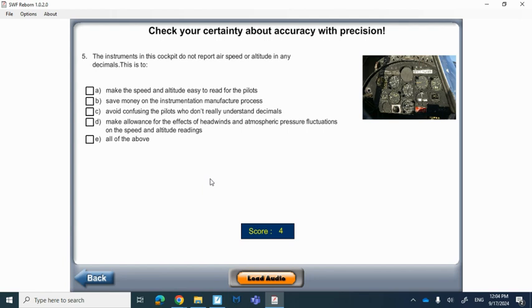This one goes along with the idea of the speedometer, though, not having all those decimal places, right? So it doesn't have all the way down to the decimals to make the speed and altitude easy to read for pilots, right? It's not about saving money. It's not avoiding confusing pilots who, of course, don't understand decimals, whatever, and so on. So basically, easy to read.